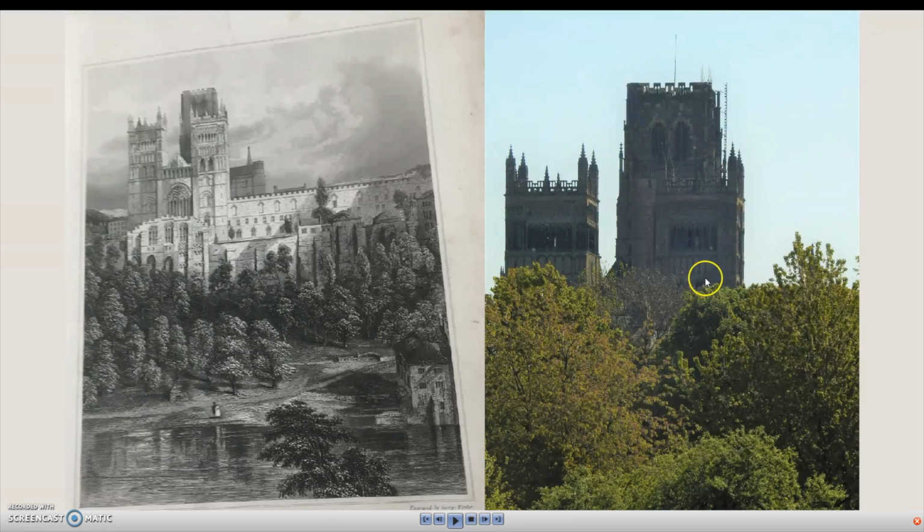This recent photo which I took here, in the best location I could find to get a similar view of the cathedral, the most obvious thing here is the amount of greenery in the foreground. This obscures the lower half of the cathedral as it was originally drawn.